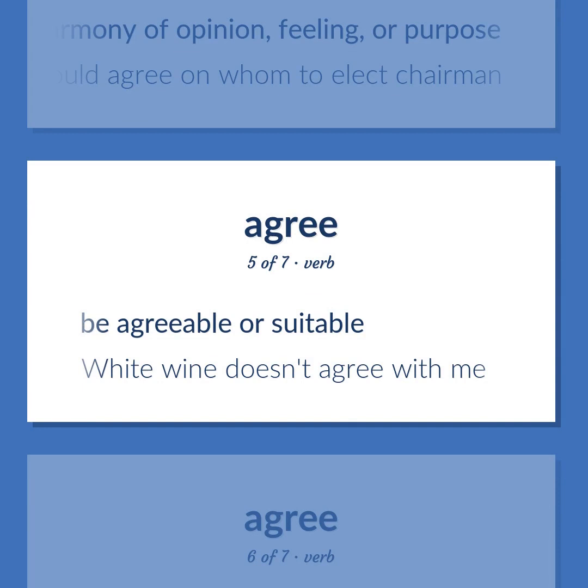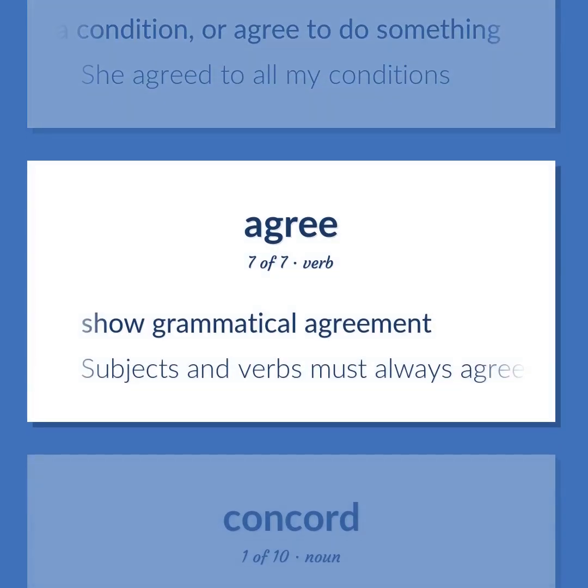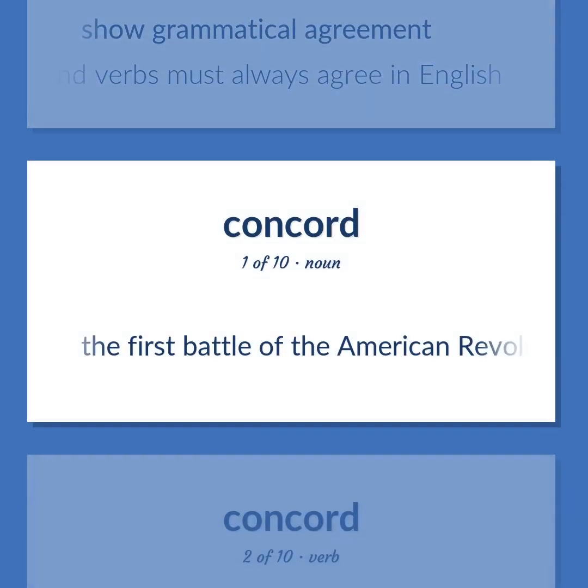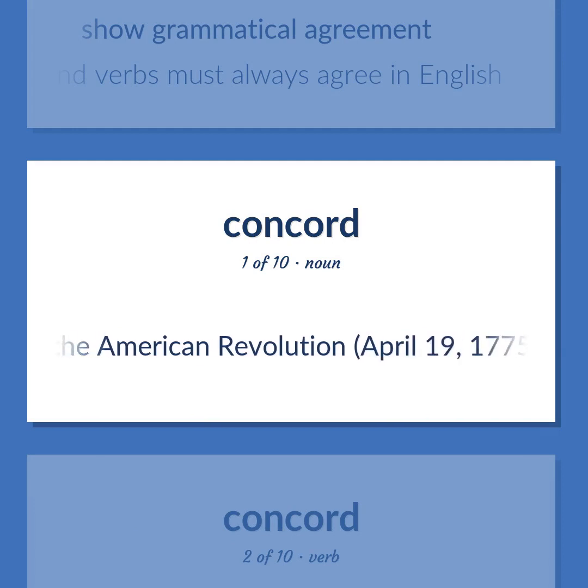Be agreeable or suitable. White wine doesn't agree with me. Consent or assent to a condition, or agree to do something. She agreed to all my conditions. Show grammatical agreement. Subjects and verbs must always agree in English. The First Battle of the American Revolution, April 19, 1775.